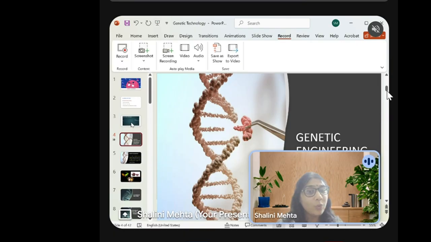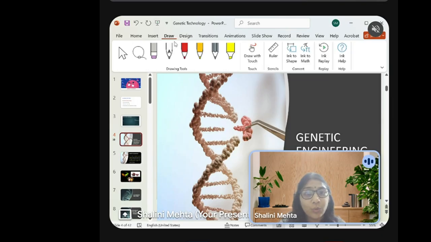Yes, what we are trying to do in genetic engineering is removing a gene from one organism and transferring it into another organism. Remember that we have already learned that the genetic code is universal, right? Remember that particular part on protein synthesis that you have done in your AS levels. So the genetic code is universal.